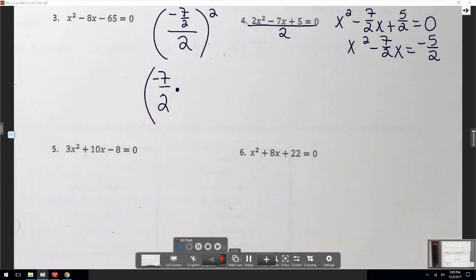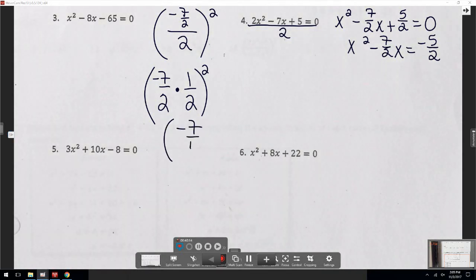Change division to multiplication. And if I switch 2, 1 over 2. Very good. Hint, hint, it'll always be 1 over 2 because we are always dividing by 2. We've done it in here before. I remember like keep change flip. Yep, keep change flip was another one. Alright, multiply across, you get negative 7 over 4. Square it, and you get 49 over 16.